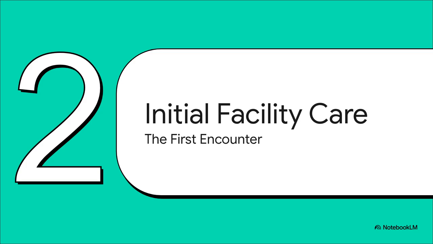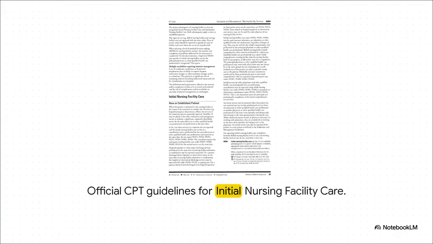Section 2. Initial facility care. Looking at the official CPT guidelines for initial nursing facility care, that's codes 99304 through 99306, this is really the bedrock of the patient's admission. This is where the very first encounter gets documented, where the overarching care plan is born, and where the heavy lifting of medical decision-making actually begins for the stay.